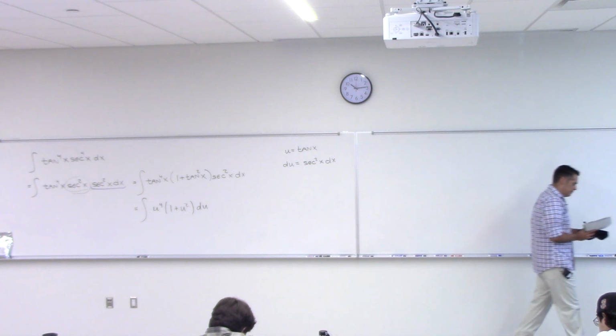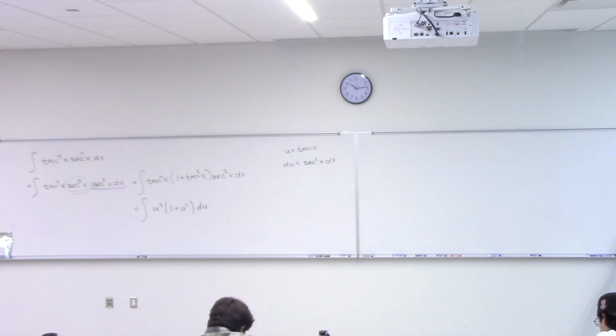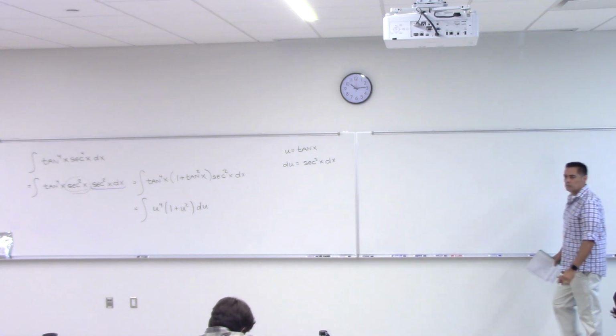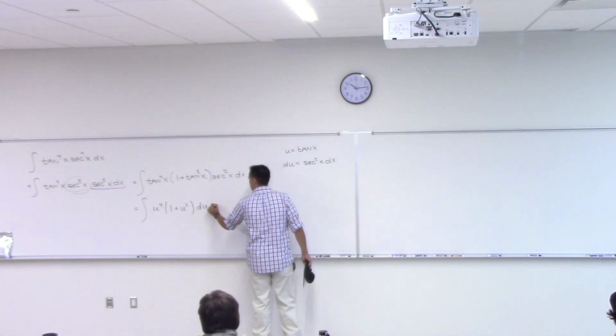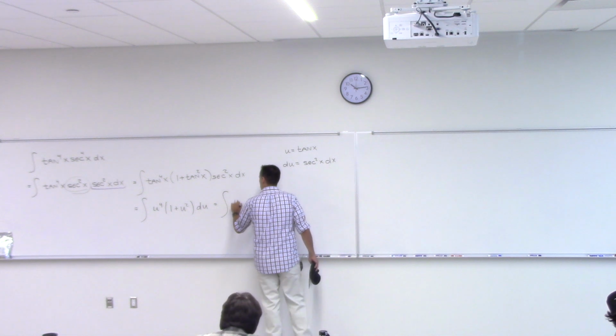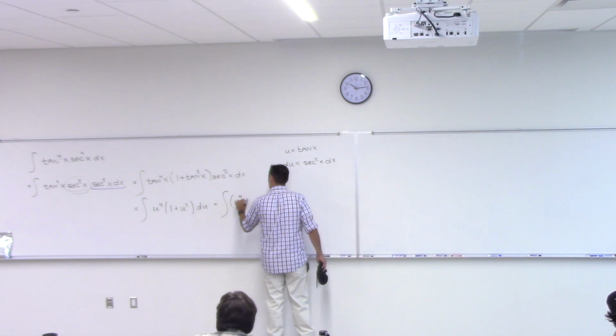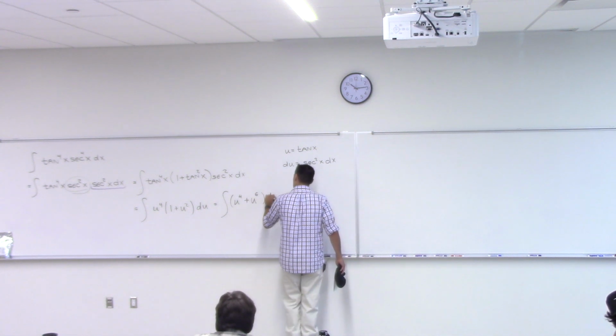Javon, you're up. How would, what's that? Distribute, yeah. Okay, so what are we going to have? U to the fourth. U to the sixth, yep. du. Antiderivative, Javon?